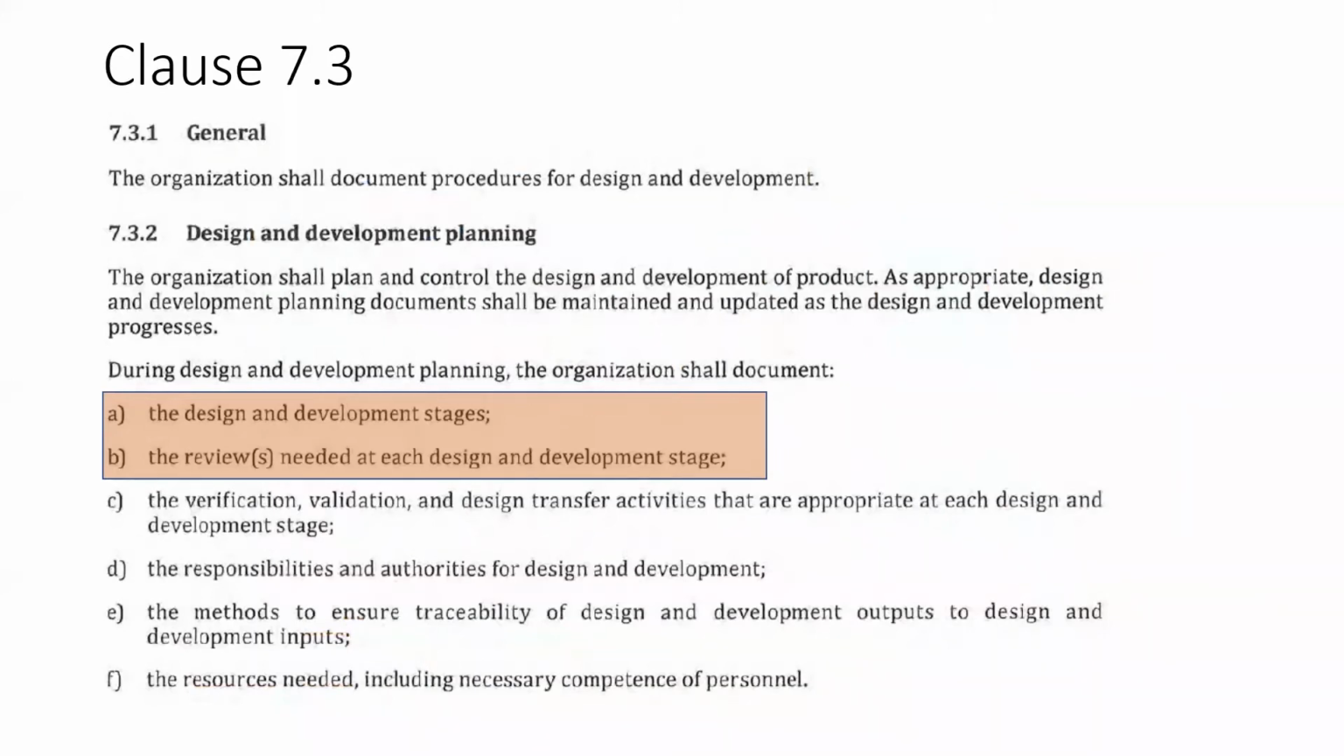What is the expectation? The organization is needed to document the design and development stages. Now we are talking about the design procedure itself. The design procedure that is defined by an organization needs to define the design development stages that will be followed. You need to define how you will review at each stage. And we'll speak about these two first before we move on to the next four.